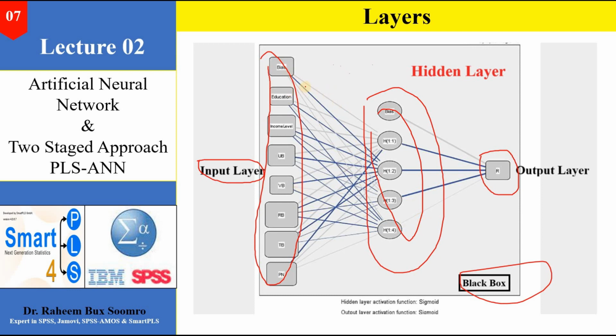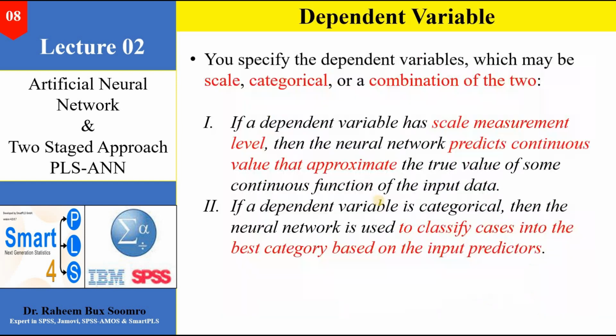So now we know about this. Then you are looking at different types of interactions and paths, so it is a complex process. But we are concerned with either the output layer or the input layer, and the third one is the hidden layer. Now, for the dependent variable, you can specify a dependent variable which may be scale, categorical, or a combination of these two, like one may be scale and another may be categorical.